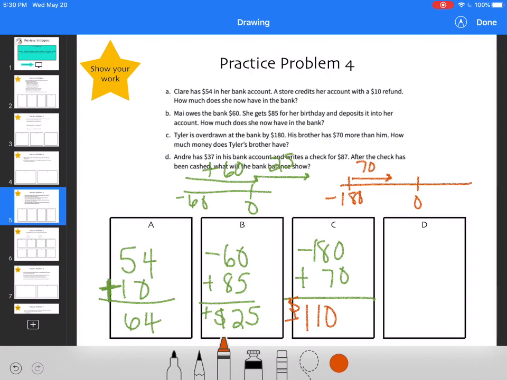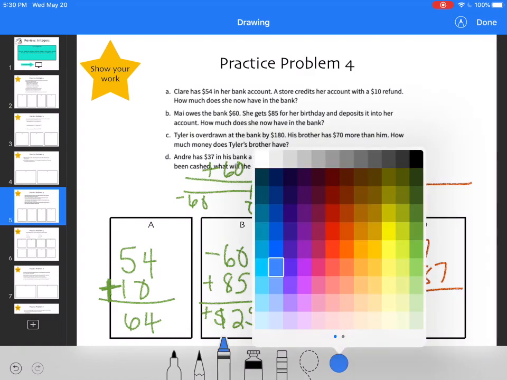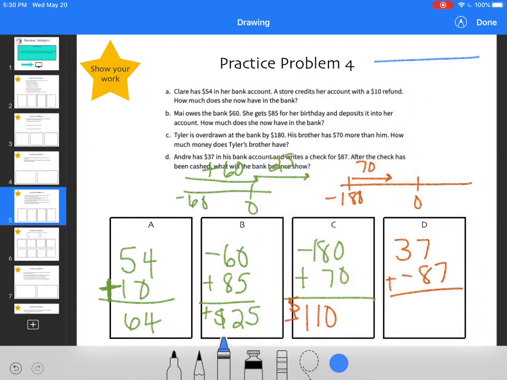Andre has $37 in the bank account and writes a check for $87. After his check has been cashed, what will his bank balance show? So he has 37, and then he writes a check, so that's a negative 87. So how much does he have now?